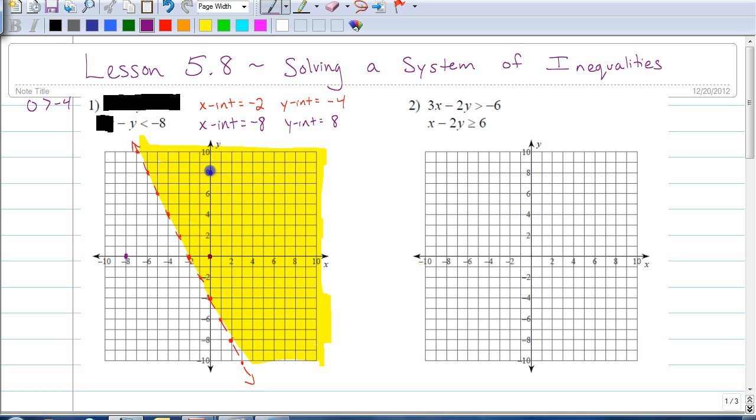My y-intercept is +8, meaning my slope would be, I'd go up 8 over 8. Well, 8 over 8 simplifies to just 1. So my slope here would be 1. So I go up 1 over 1. And here I would use another dashed line.